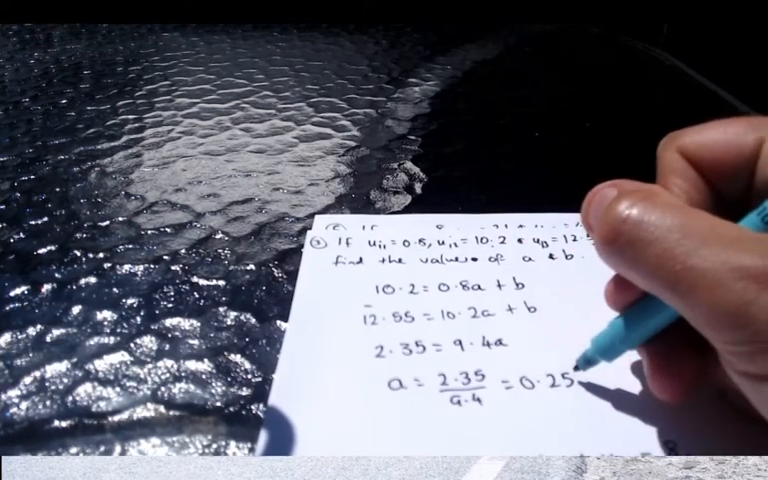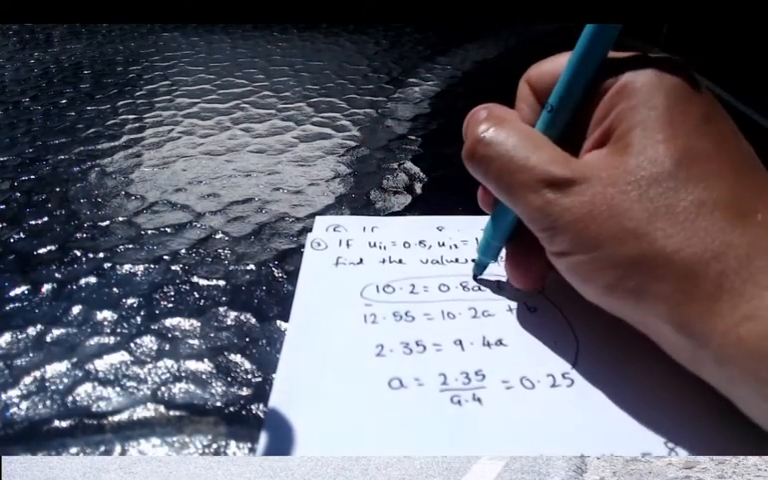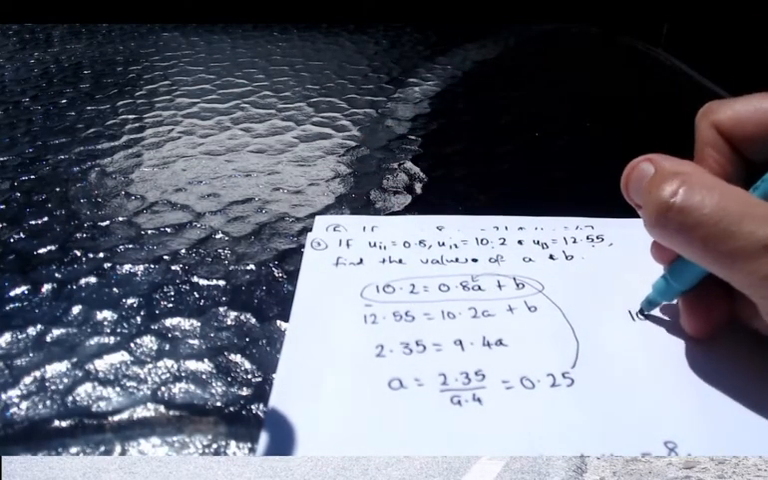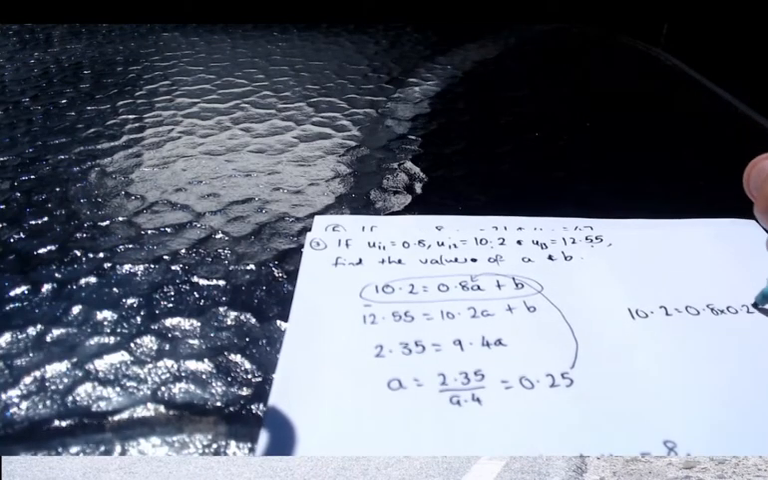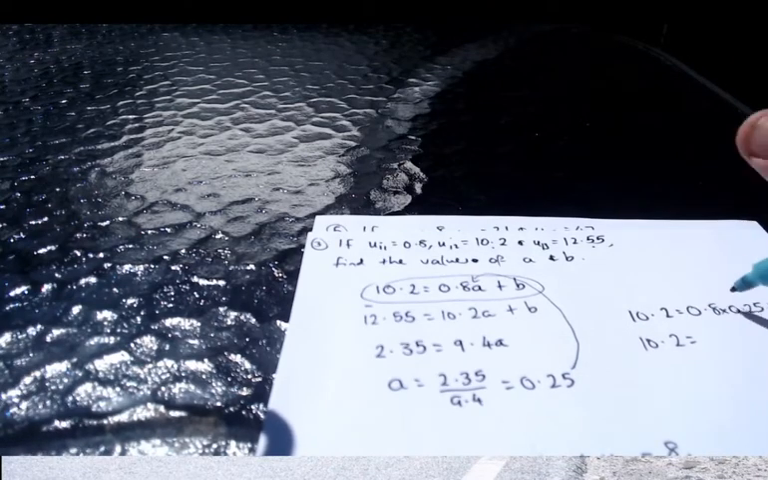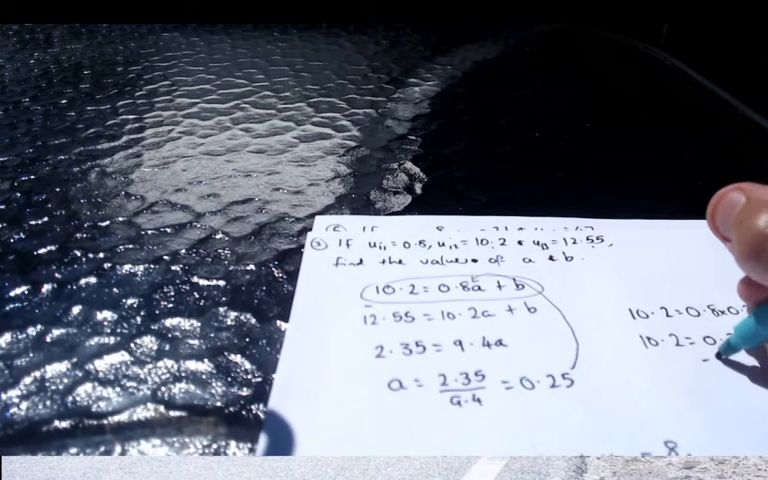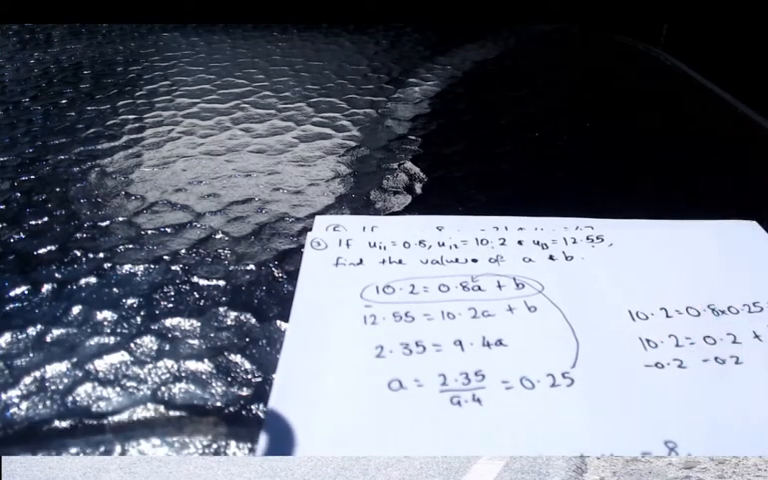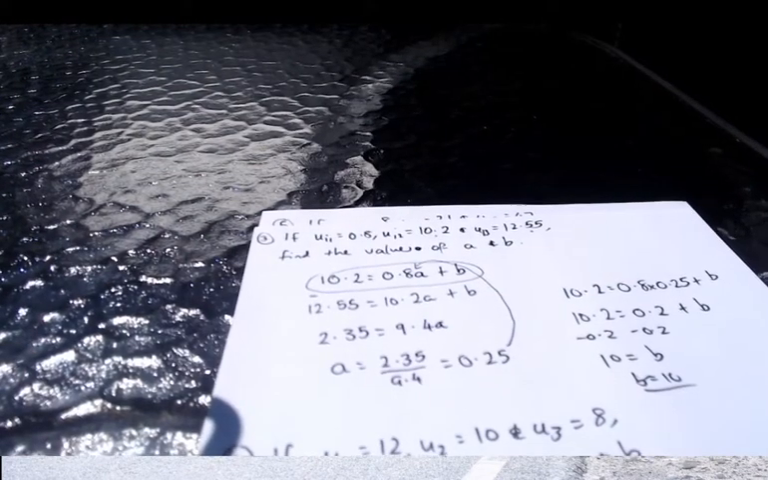And now I'm going to go back up to one of my recurrence relations. I'm going to take the top one and I'm going to sub in the A value. So 10.2 is going to equal 0.8 multiplied by 0.25 plus B. 0.8 times 0.25 is 0.2. I'm going to take the 0.2 away from both sides to get B equal to 10. Job done. Right, your turn.